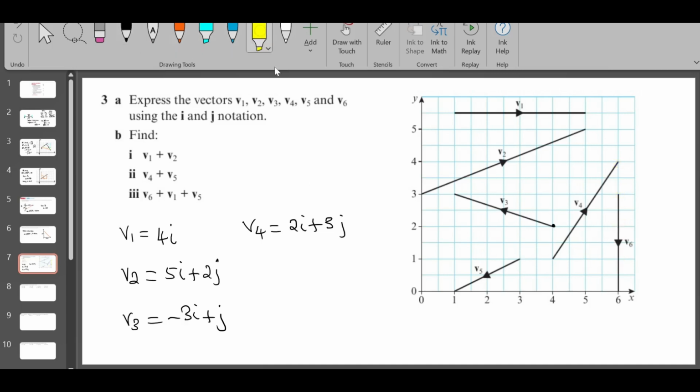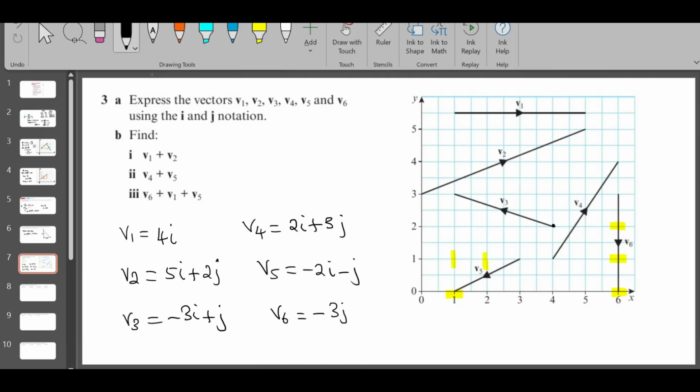v5 now, this direction, so start from here, 1 unit down. Start from the x-axis, 2 units to the left, 1 unit down, so minus 2i minus j. v6 now, just 3 units down, so it's just minus 3j.